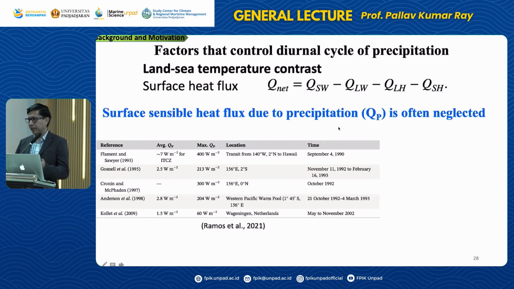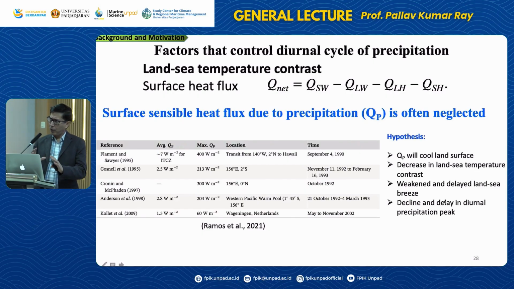But given the fact that the maritime continent receives so much precipitation, you'd expect that this term may not be negligible. And in fact, if you look at the literature, there is enough evidence that this term is not small. For example, Cronin and McFadden, around 156 east and 0 degrees north, which is right at the equator, found that it can be on the order of several hundred watts per meter squared. Whereas, for example, sensible heat is on the order of 40 to 50 watts per meter squared. So this can be really, really large. There is already enough evidence that this should not be neglected in the maritime continent.